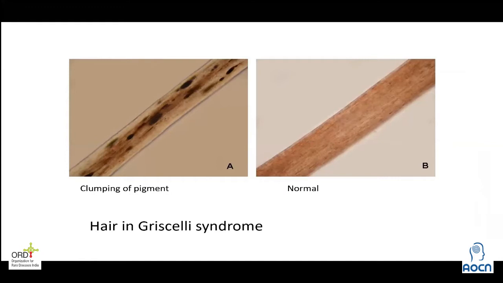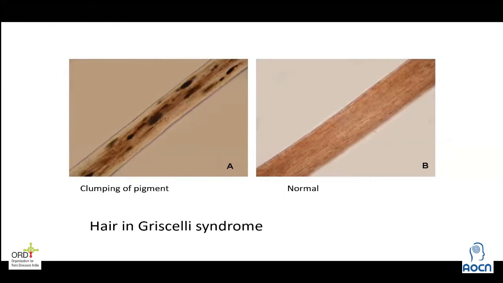So on the right side is a normal hair shaft looked at under a microscope without any stains. And you can see uniform pigmentation of hair. The melanin is spread uniformly. Whereas on the left side, you see clumping of the melanin pigment because the transport of melanin through the melanosomes is faulty in this group of conditions. So this is Griscelli syndrome, and it's a rare disorder which has got several subtypes.